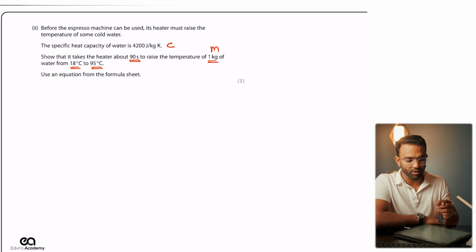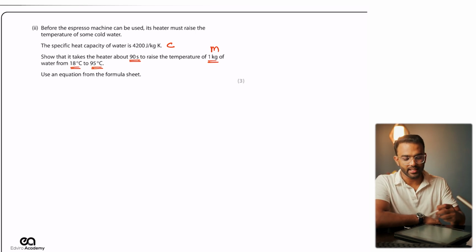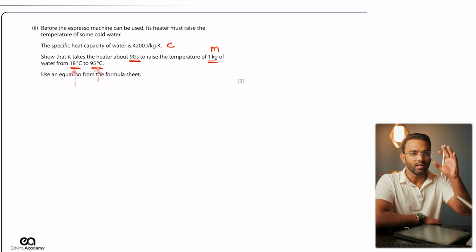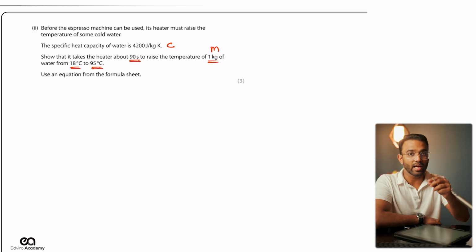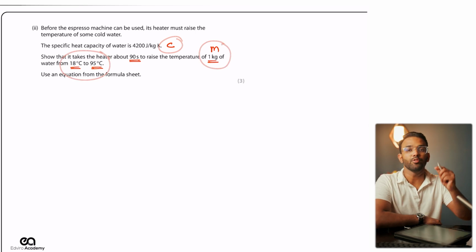It's a 3-mark question. I'm going to take you through how you can work this out. Firstly, we need to find out the amount of energy that is required to raise the temperature from 18 to 95. How do I know that? Hold on, you will understand why I'm looking for energy. Because we are given the specific heat capacity, the mass, and the change in temperature. You need to calculate the energy required to do that.